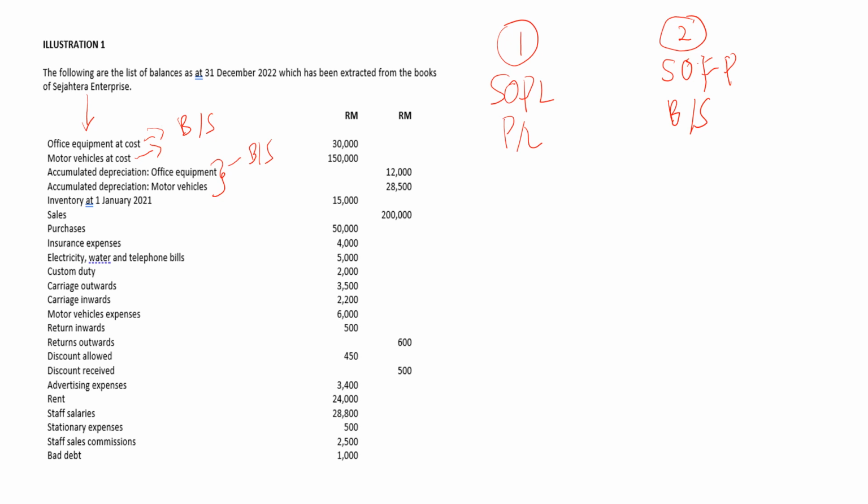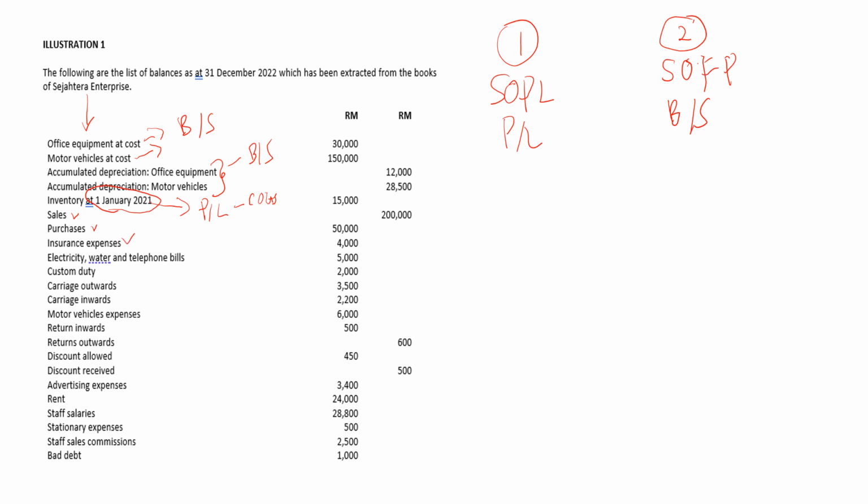And then you have inventory as at 1st January. Okay, inventories as at 1st January. This one you send to profit or loss under COGS. Okay, COGS. Okay, then you have sales, purchases. Sales you send to P&L. Purchases also you send to P&L. Sales under revenue. Purchases under COGS.